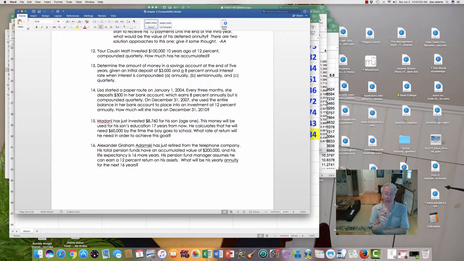Now, once you've got that number, we do the second half of the problem. She's going to take that entire amount in her account and put it into an investment at 12% per year. She's not going to deposit any more. That makes it a one-shot deal. And she's going to invest it for 3 years, 2008, 2009, and 2010. So we're moving forward in time.